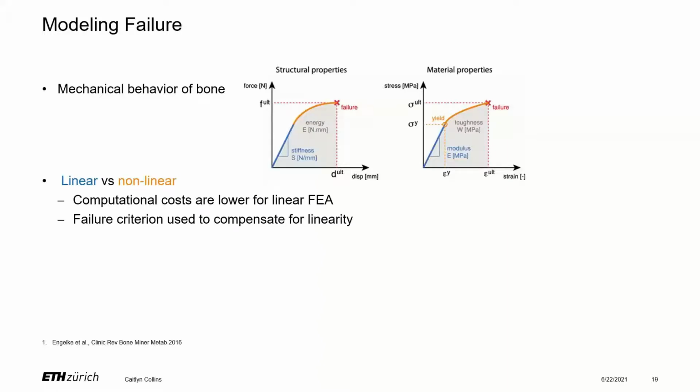Now, what I've talked about up until now have been FE analyses that are really focused on linear modeling, and this is because it's much less computationally intensive. There are models out there that look at nonlinear finite element analysis, but when we're trying to consider micro-FE models that have billions of elements, this really isn't feasible, particularly if we're trying to translate this into clinical applications. So in order to compensate for this linear FE, failure criteria have been introduced.